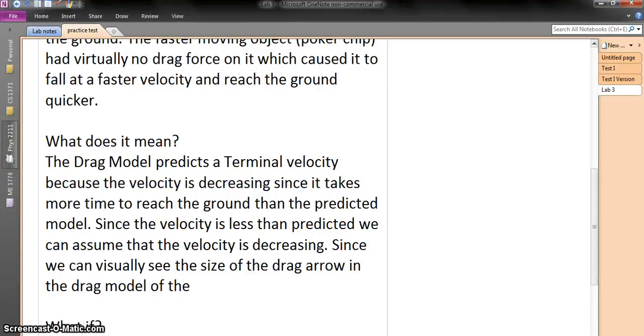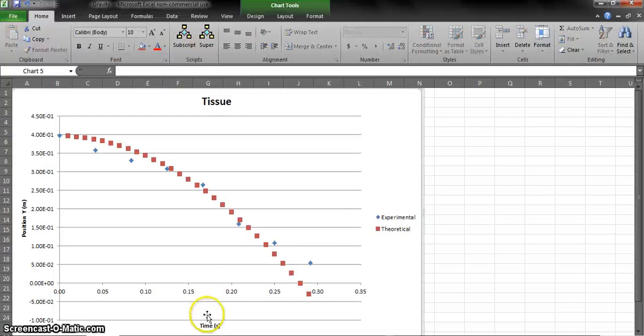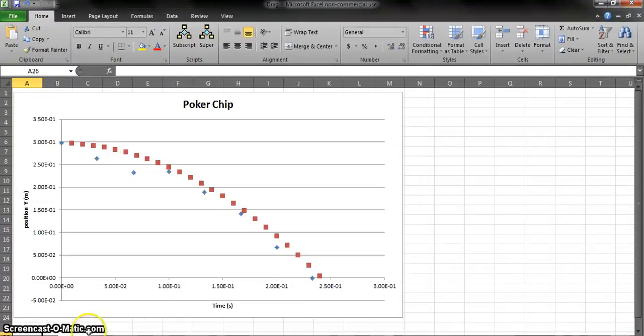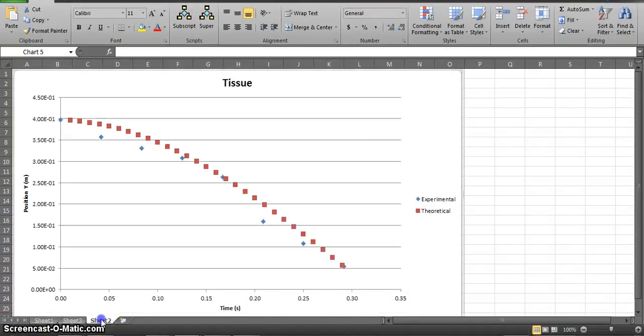So what does it all mean? Comparing the drag model to the gravitational model for the slower object, which would be the tissue in this case, it would have a terminal velocity if given enough time, because obviously it was moving at a slower velocity to reach the ground at a longer time than it took the poker chip. And also the theoretical value for the force of gravity of the tissue versus the drag value for the tissue.